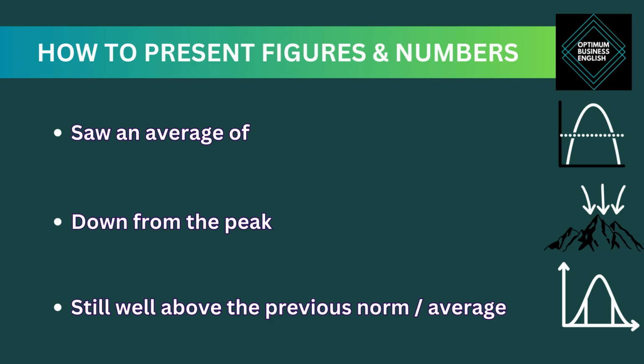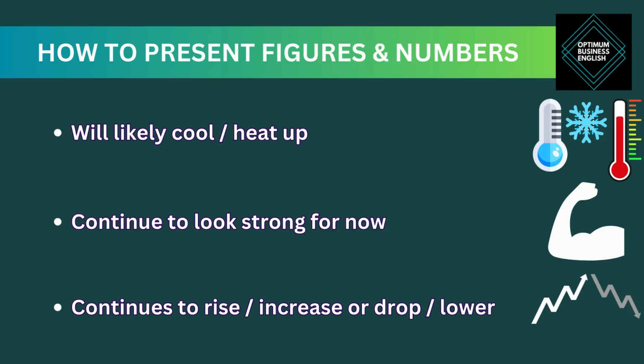The world saw an average of 4 out of every 10 households battle to pay rent each month. Down from the peak or the highest point in 2023, they expected a reduction in costs in 2024. Despite being still well above the global or previous normal average in terms of AI use, he knew they needed to take it even further. Prices will likely cool or drop in the coming months when interest rates increase. Interest rates continue to look strong for now.